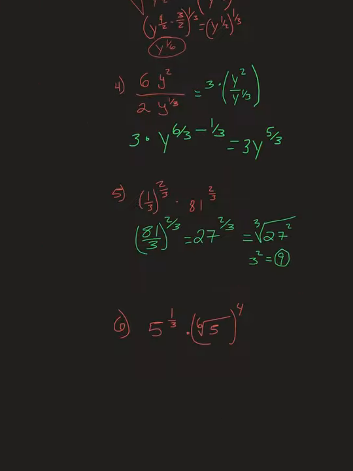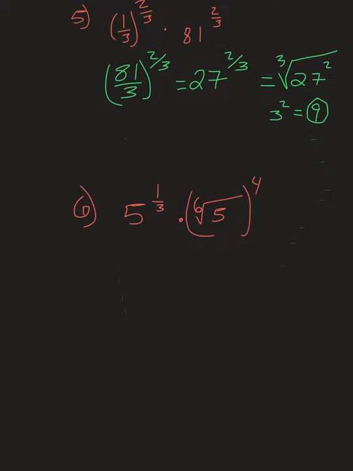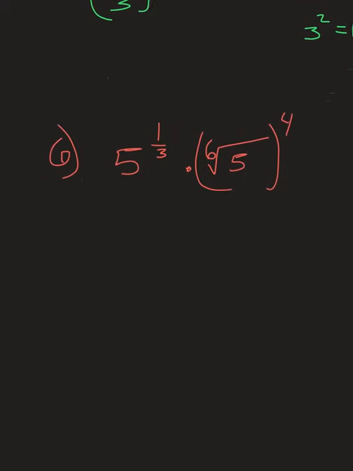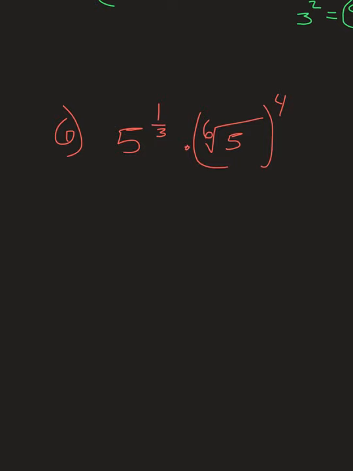Okay, here we go. Last example. I know this video is getting a little long, but we got one more, and then practice time. All right, here we go. So this one we have 5 to the 1/3 times 5 to the 6th root raised to the fourth power. So what we need to do is we need to simplify this expression, right?